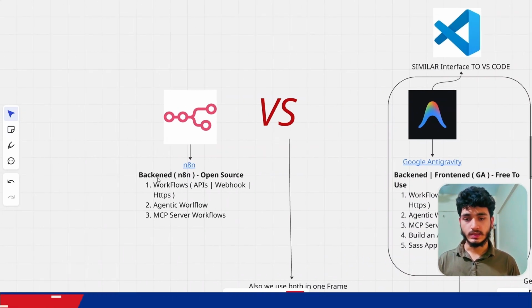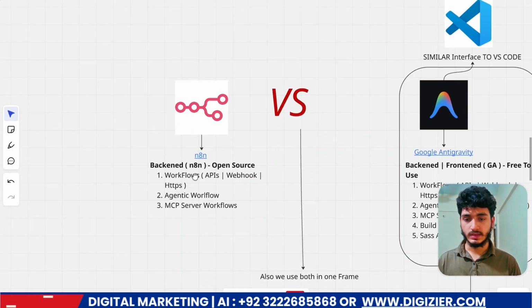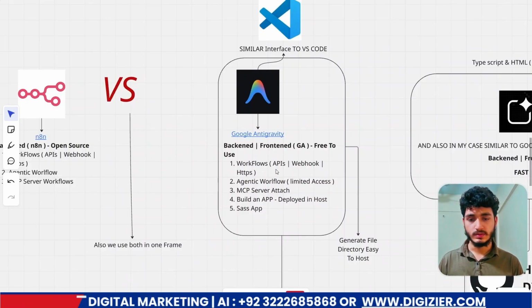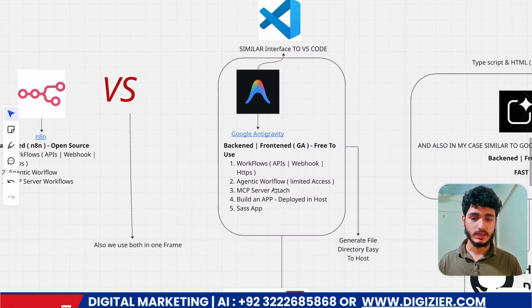First of all, n8n is open source and used for backend purposes. Many people, including me, build workflows in n8n, agentic workflows and MCP server integration. Google Antigravity is free to use for backend and front end. Here you can build workflows, connect APIs, webhooks, HTTPS, and also agentic workflows and MCP server integration, but with limited access.